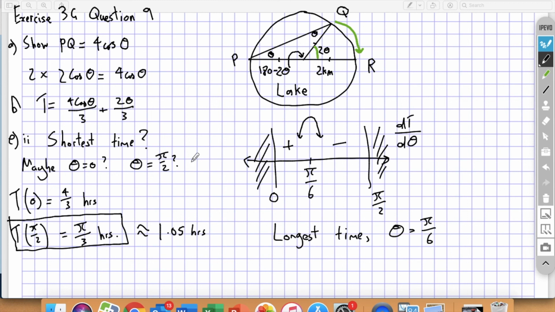Let's just think about what it means. If the angle was 90 degrees, you're not doing any rowing at all, right? What you're doing is you're walking the whole way, right? If your angle was 0, you'd be rowing the whole way straight across. That'd be the shortest distance. But because you only row at 3 kilometers per hour, it's not the shortest time. Okay? The shortest time would be to walk the entire way at 6 kilometers per hour.